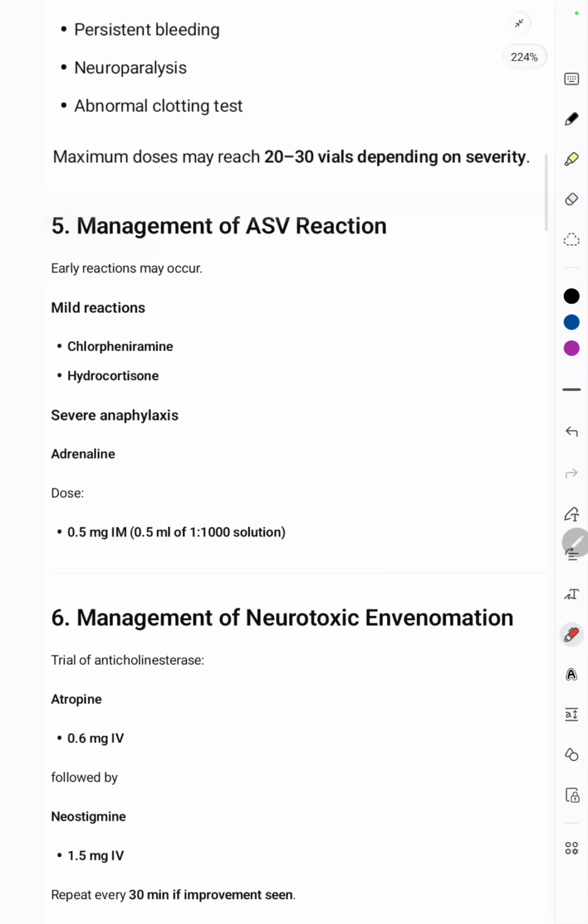The management of ASV reaction: sometimes anti-snake venom can have reactions. If it is a mild reaction, we give chlorpheniramine or hydrocortisone. For a severe reaction, that is an anaphylactic reaction, 0.5 mg of 1:1000 adrenaline is given intramuscularly.